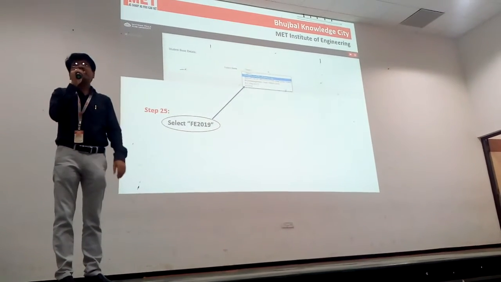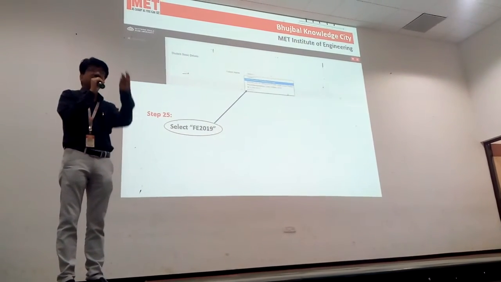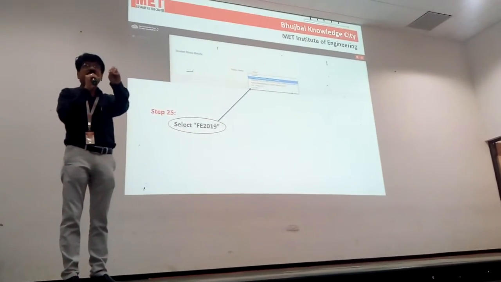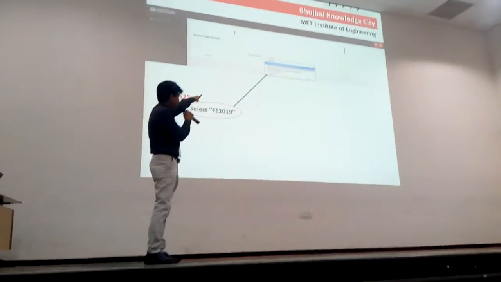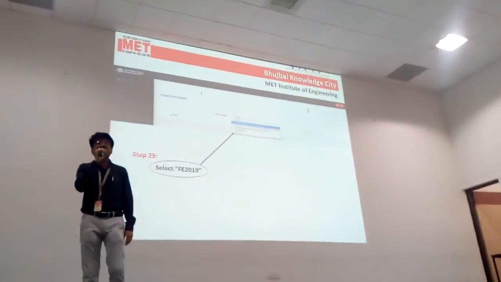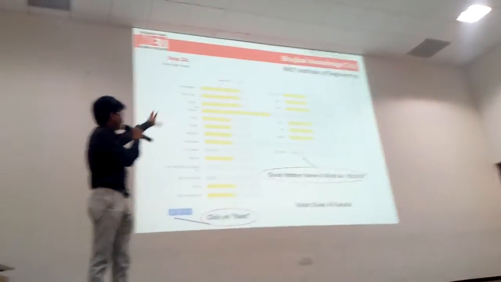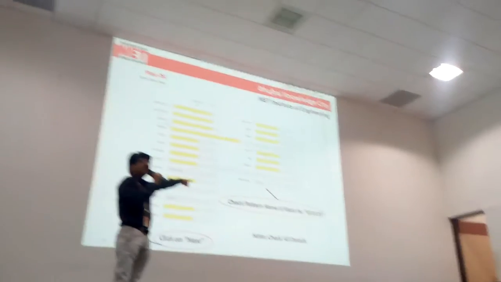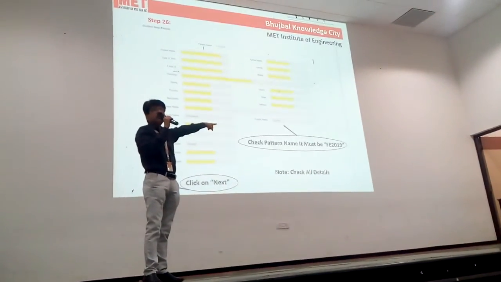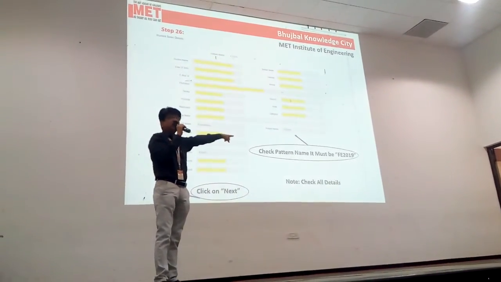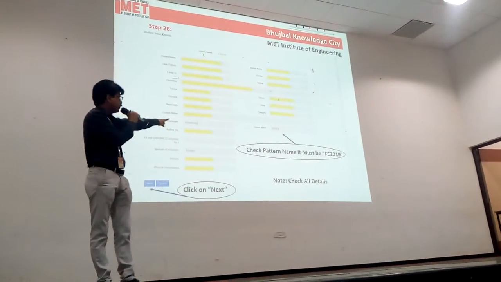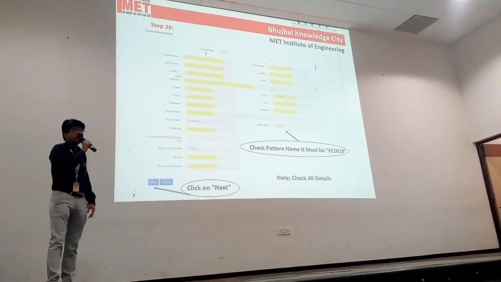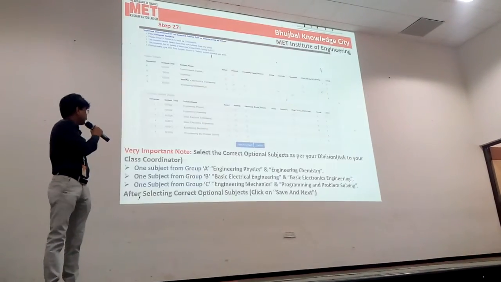Then you will have to use a drop down menu, because for first year, here you must know the pattern. You are appearing for the 2019 pattern, that too first year. So the last one is given as FE19. You have to select that FE19. Your information will be flashed, and at the last, the pattern name, you must check it. It should be FE 2019. It is not the year. It should be the pattern, that is FE 2019. And then click on next if all details are correct.